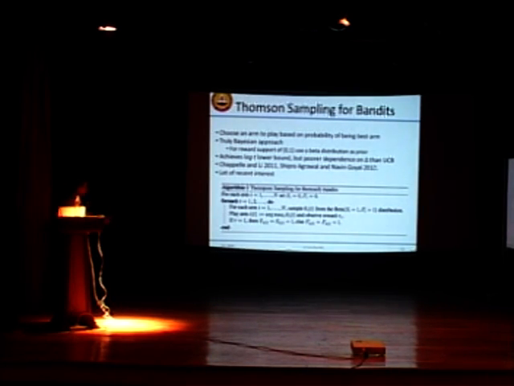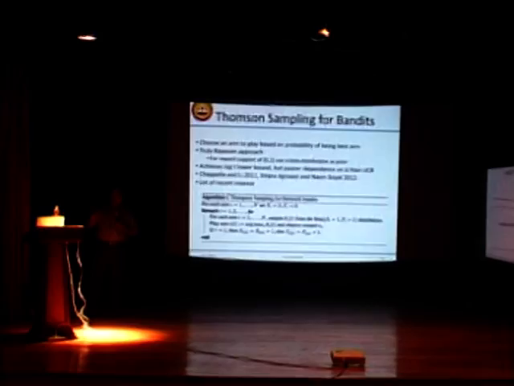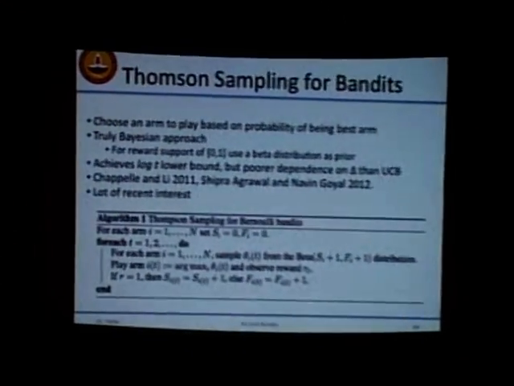So there's another class of algorithms called Thompson sampling. This is basically some kind of a Bayesian approach to learning bandits. This will be there in the slides and the references will be there. You can look it up, if you want.